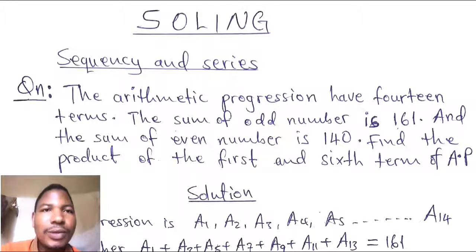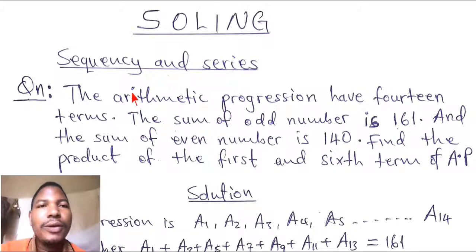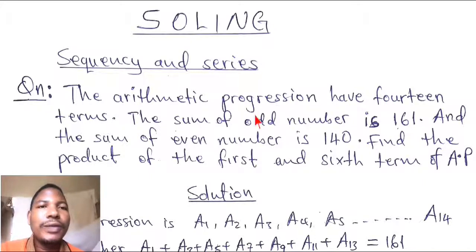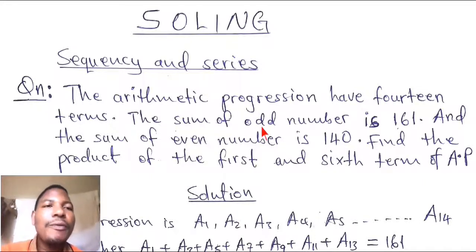From this tutorial sheet, we're going to solve the question concerning sequences and series as you see it. Let us read it. The arithmetic progression has 14 terms. The sum of odd terms is equal to 161 and the sum of the even terms is equal to 140. Find the product of the first and sixth term of this arithmetic progression. This AP means arithmetic progression. Do not confuse it.